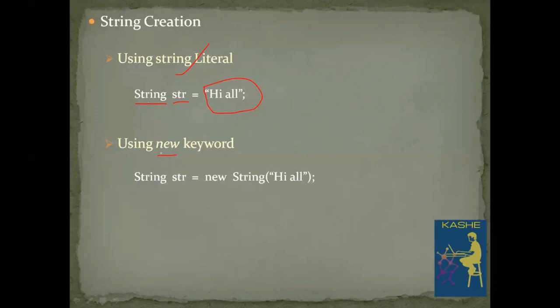And the second way is using the new keyword. Here String is the class and str is the reference variable for our string, and new is a keyword we use to create a new object, and then this is the constructor we are using for that string. "Hi all" is now the input, that is the string literal we have with the string reference variable str.